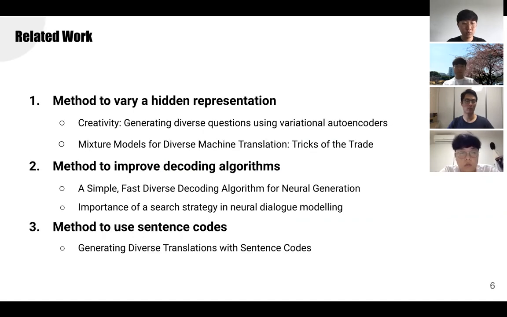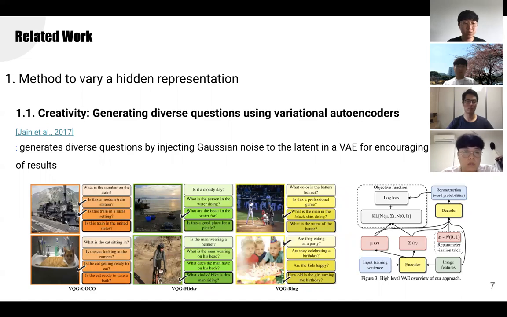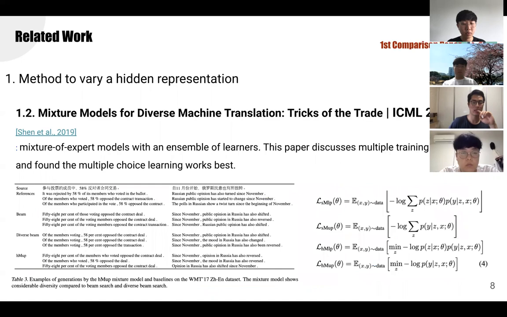Existing research for generating diverse translations can be largely divided into three parts. The first branch is the method to change the hidden representation. This paper creates diverse questions by injecting Gaussian noise into the latent vector. And the second paper proposed multiple decoders as different components for increasing the diversity. We chose this paper as our first comparison paper because it is a recent paper and it's often used as a comparative paper in the domain of neural machine translation.